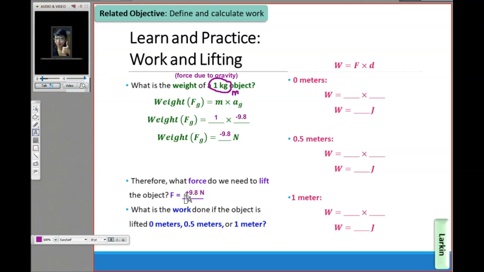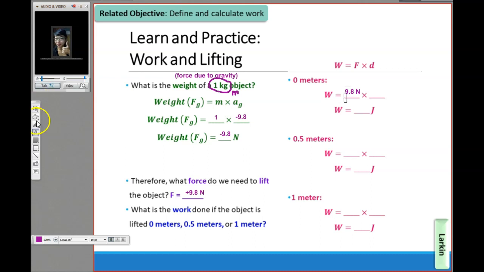So that being said, we know the force now that we're going to use on this object. So now we're going to see what is the work done if we use that force on the object and we lift it 0 meters, 0.5 meters, or 1 meter. Let's go ahead and take a look at 0 meters. What should I plug in for the force, F for the force, in the first blank? Again, what is the force that I am lifting the object with? The force that I'm trying to use to do work on the object. 9.8 what? Positive 9.8 what? Newtons, yes. So positive 9.8 newtons. Awesome.